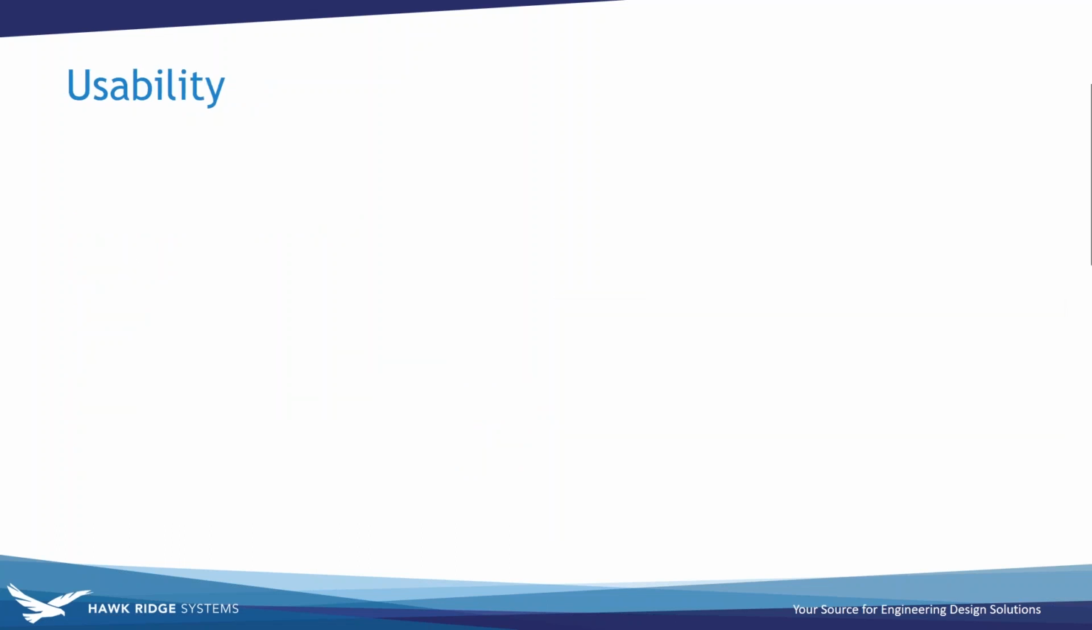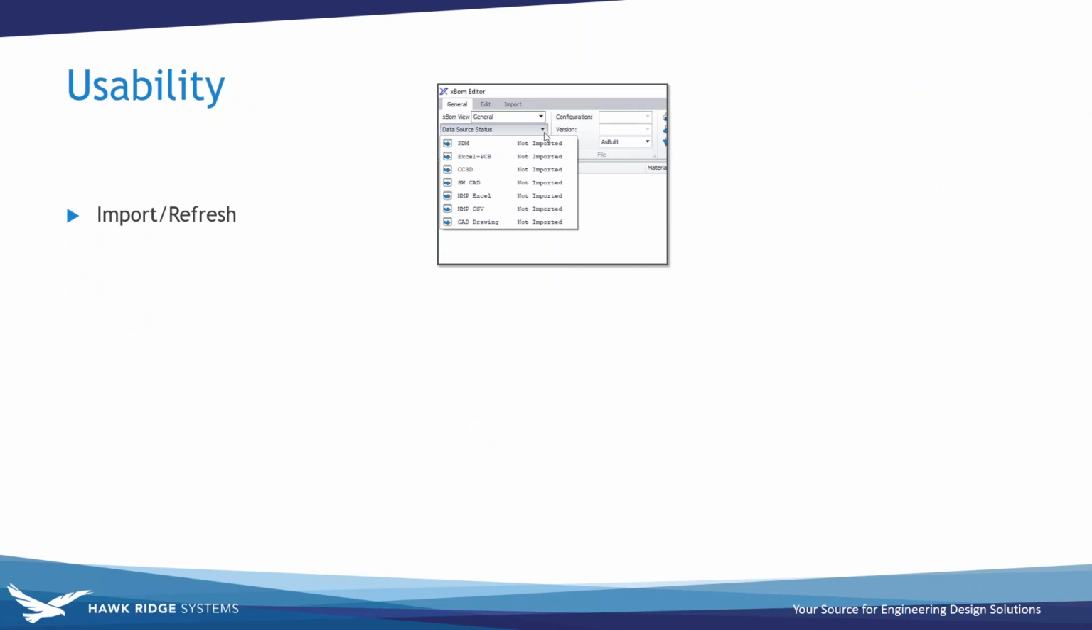When it comes to usability, just a few features that we added to streamline the process when you're working with our XBOMs. One is the import and refresh. You'll see in that screenshot there's a couple of tabs at the top: General, Edit, and Import. When we were importing data or refreshing data, we used to have to go to the Import tab to do that. Now it's just a drop list right on the beginning screen, so you can get to it quickly.